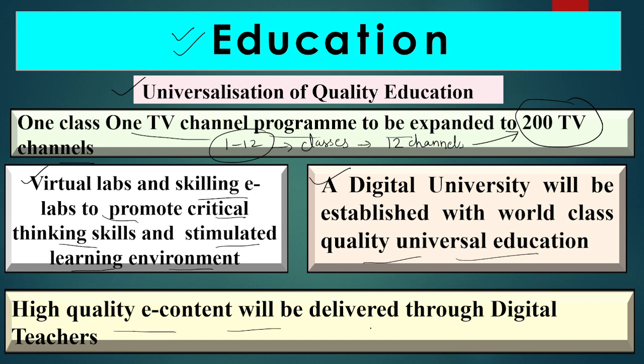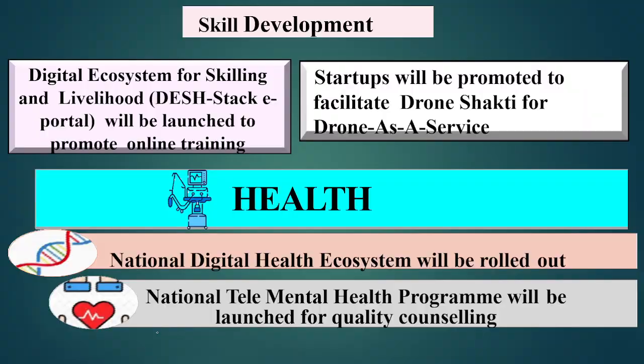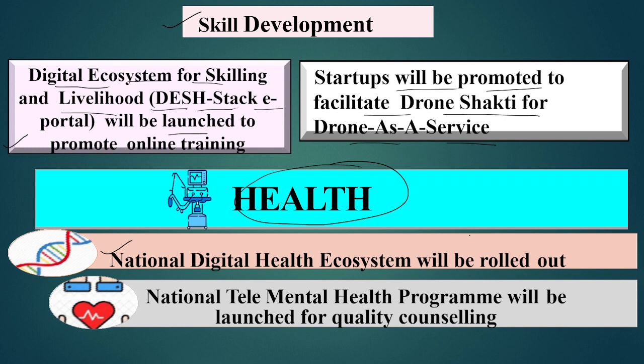Next, high quality e-content will be delivered through digital teachers also. Next point is skill development, and in this, a digital ecosystem for skilling and livelihood, that is the Desh Stack e-portal, will be launched to promote online training, and startups will be promoted to facilitate Drone Shakti for drone as a service. Next point is your health sector, and in this health sector, your national digital health ecosystem will be rolled out. There would be a telephonic health system promoted, and a national tele mental health program will be launched for quality counseling as well.